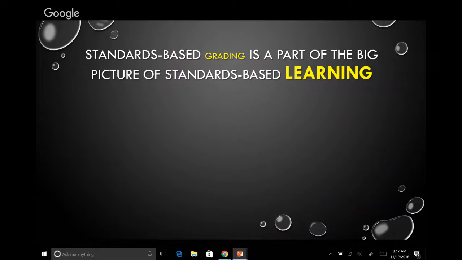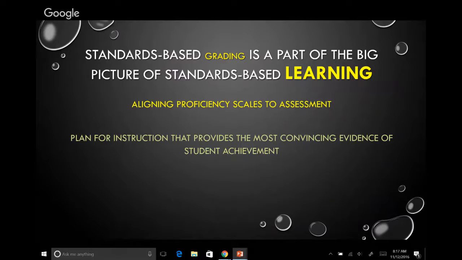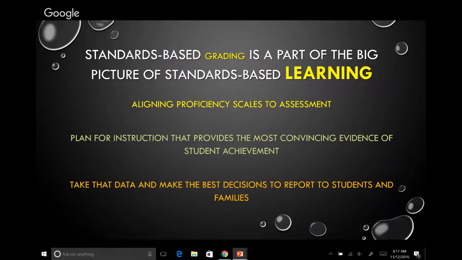In this section, I'm going to go over 3 philosophical shifts that are key to standards-based learning. It's very important that you align your proficiency scales to your assessments, and I'll talk more about that. And then plan for your instruction that provides the most convincing evidence of student achievement, and I'll take you through a system to do that. And then how do we take that data and make the best decisions to report to students and families? That'll be a piece we'll go through also.